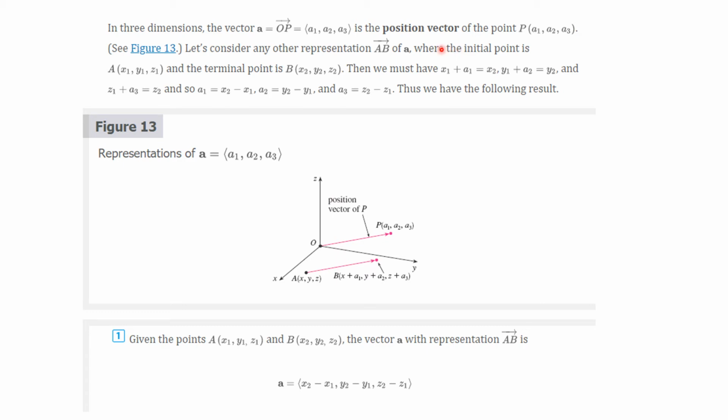Now in three dimensions, the position vector is found the same way, but you notice that if we started somewhere else, like at x, y, z, this is the same vector. This is showing the ordered pairs, but both of these represent the same vector. So given points A, the ordered triple (x1, y1, z1), and B, (x2, y2, z2), the vector from A to B is pointy bracket x2 minus x1, y2 minus y1, and z2 minus z1.